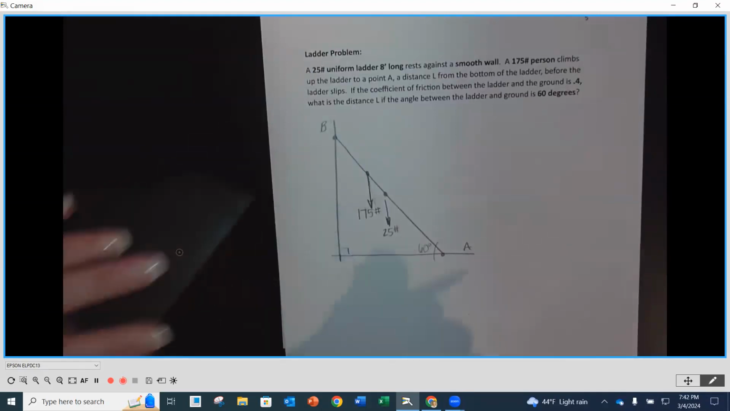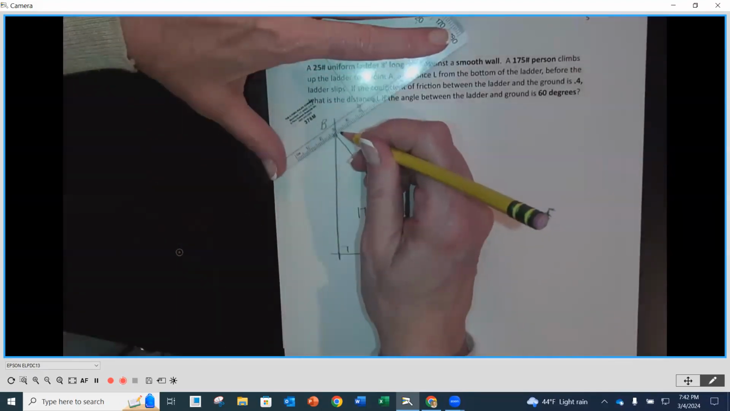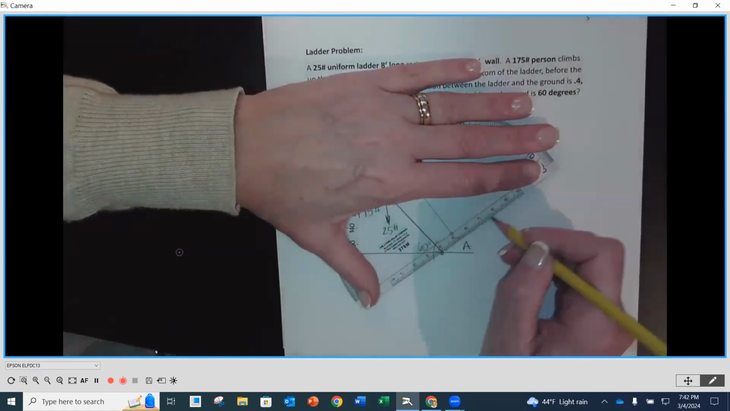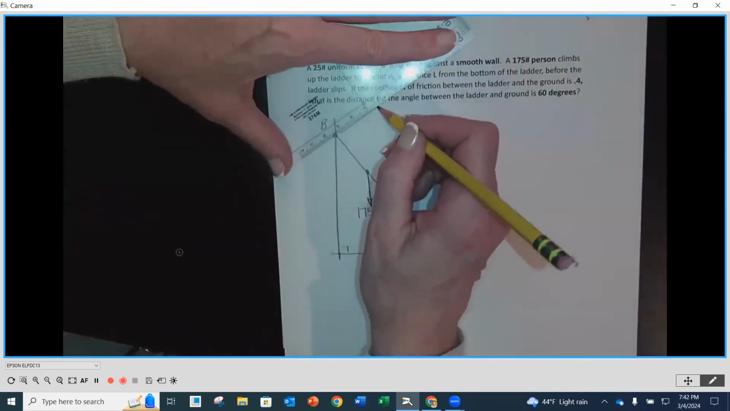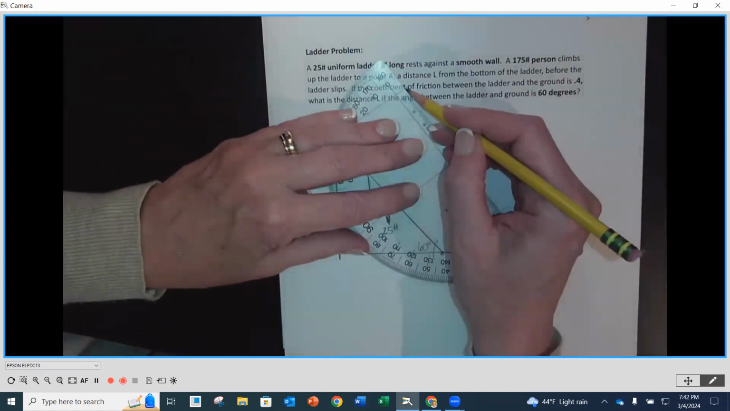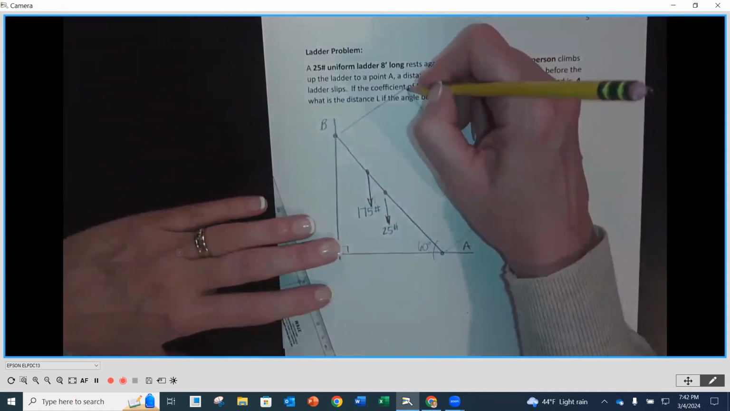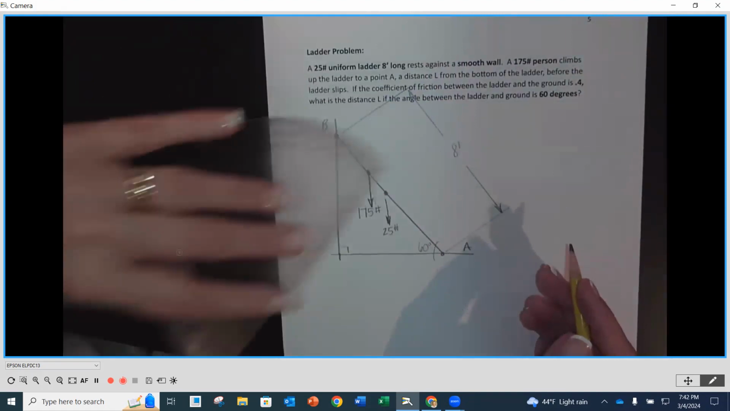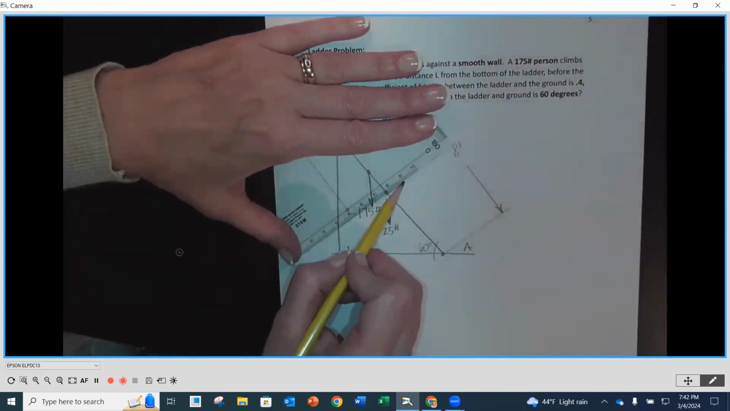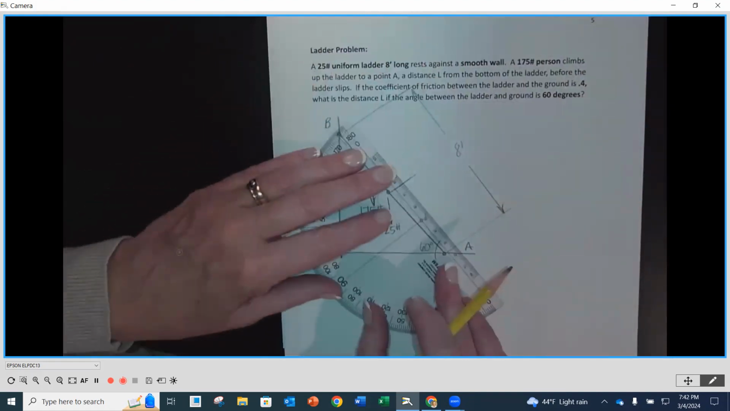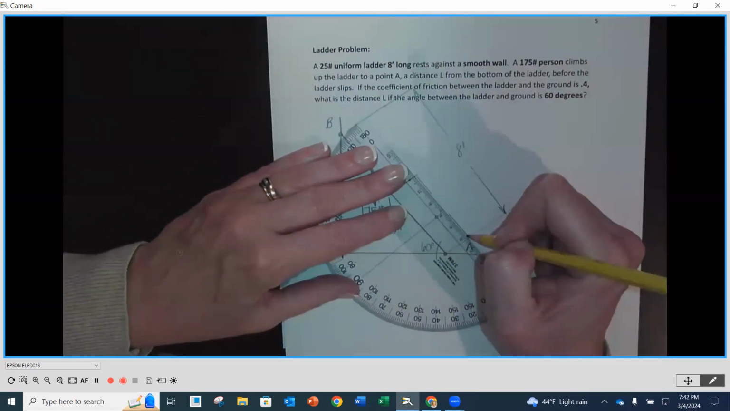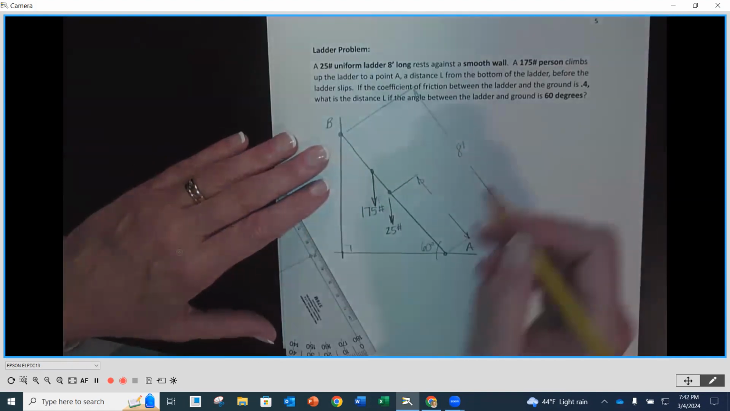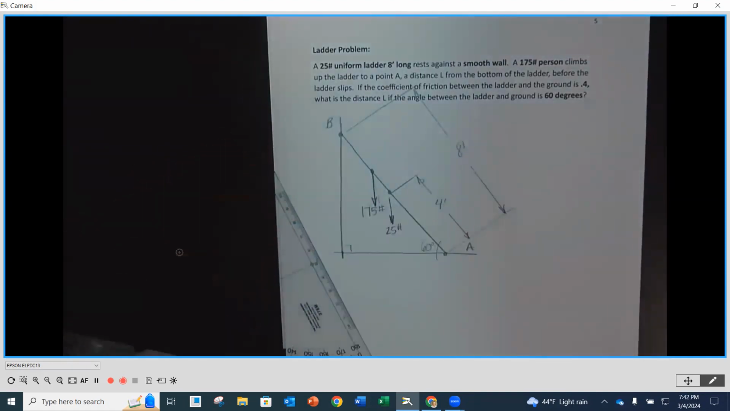Now let's add some dimensions along here. I know it's going to go into my writing, but that's okay. I know that my ladder is 8 feet long, right? I know that that total distance is 8 feet. And I also know that up to that 25-pound uniform weight of my ladder, that's going to be half the distance of 8 feet. That's going to be 4 feet, because we're taking the weight of that ladder and concentrating it at its geometric center.